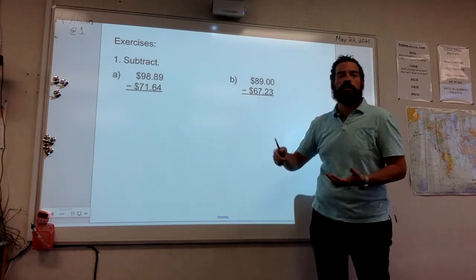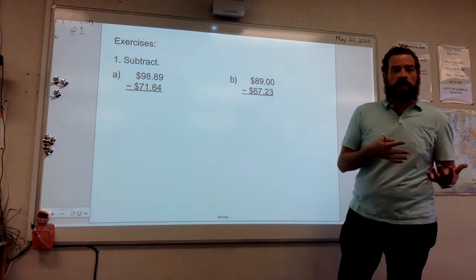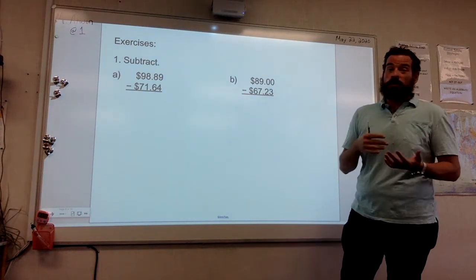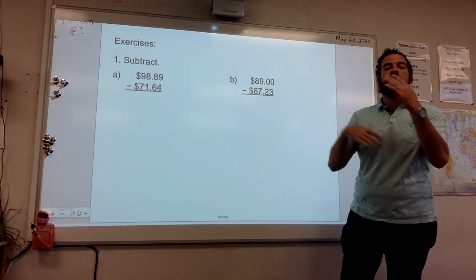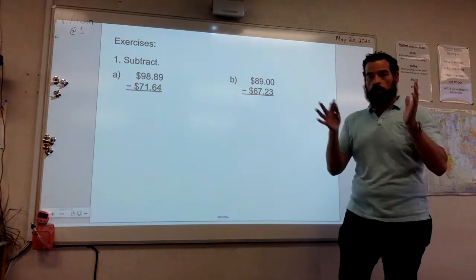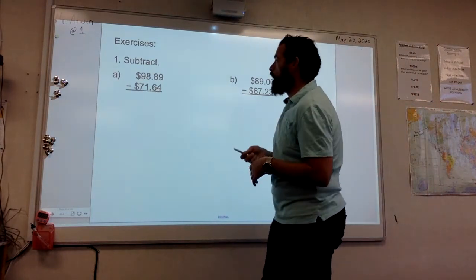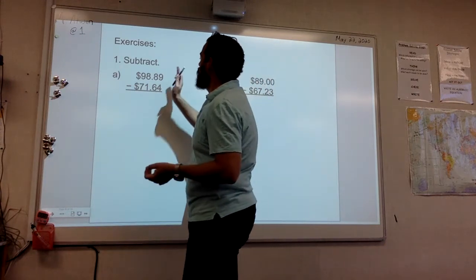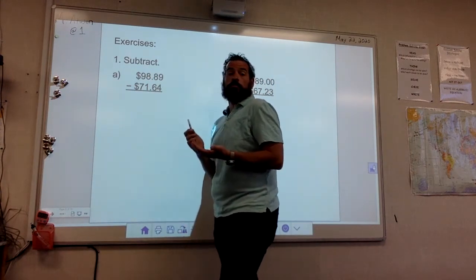We're adding a dollar sign. We're adding the decimal. So we have experience with that. So as long as those decimal points are lined up, all your place value columns are lined up, you shouldn't have too much of a problem doing this. So again, we start from the right. We're going to regroup when necessary.